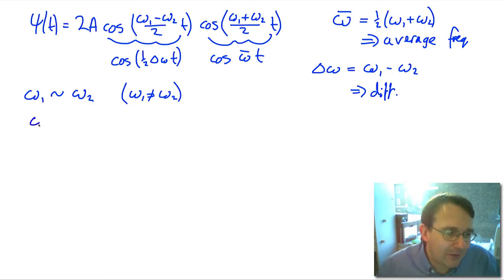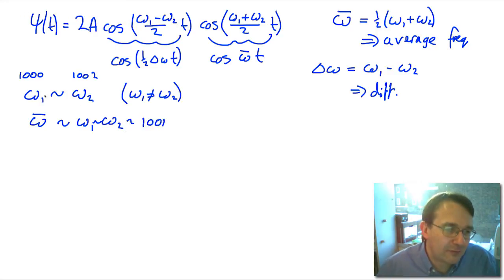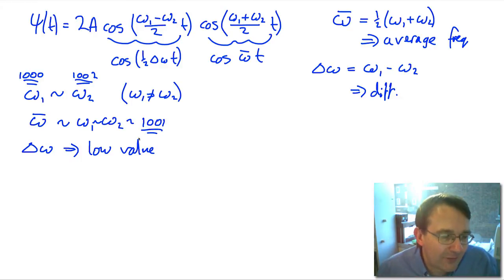Now, in that case, the average of those two frequencies is going to be comparable to the individual frequencies that make it up. So if we said that this was 1,000 and this was 1,002, then this would give us 1,001, which is comparable to the individual frequencies here. But the difference in frequency is going to be a lot smaller. So in this case, we're going to get a lower value. If we use these examples, where we have 1,002 and 1,000 for the two angular frequencies, then this would give us 2, a small difference.